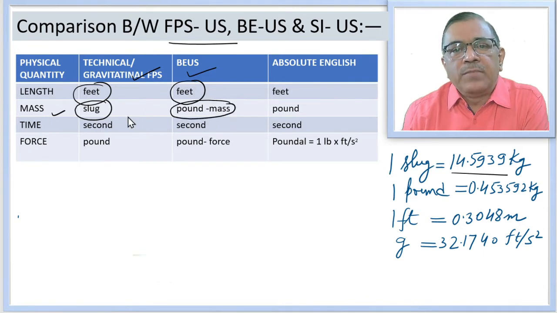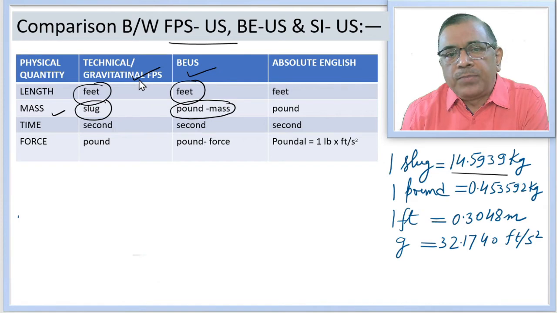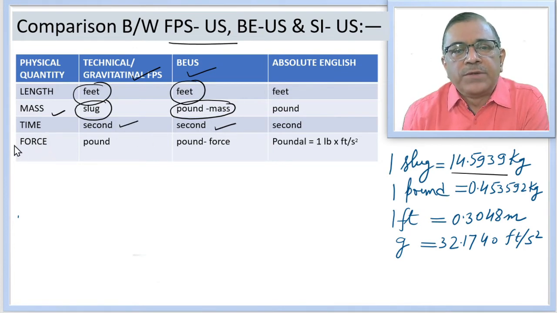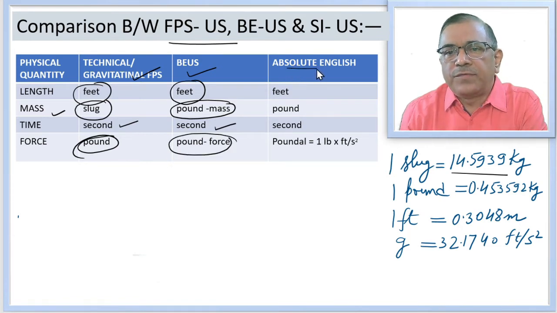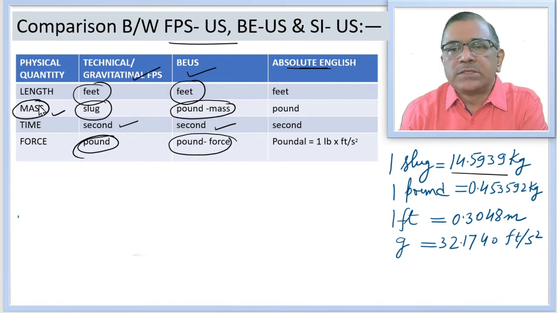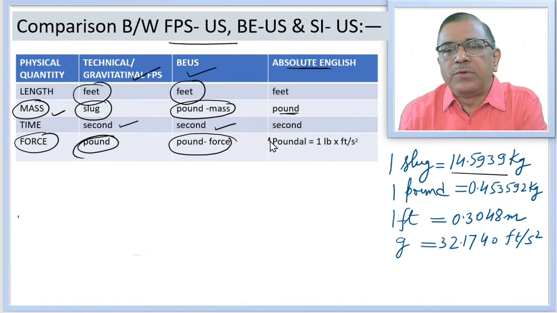The unit of time in gravitational FPS as well as in British Engineering unit system is the same, and it is seconds. The unit of force in gravitational FPS is pound, and in British Engineering unit system it is pound force. In absolute English, the unit of mass is pound and the unit of force is 1 poundal, and 1 poundal happens to be 1 pound multiplied by 1 feet per second square.